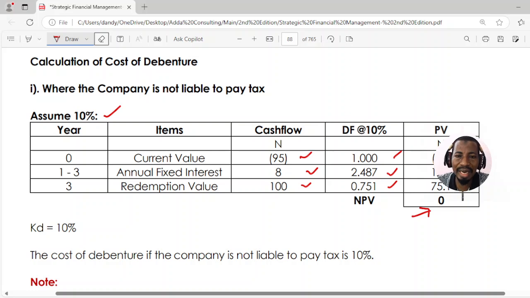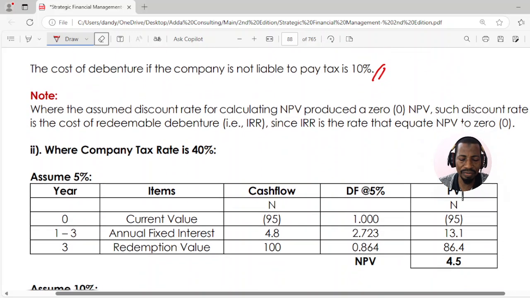So since I have 0 NPV, there is no point calculating the internal rate of return again. Why? Because the internal rate of return is the rate that equates NPV to 0. Any discount rate that you use to compute NPV and it produces 0 NPV, that rate is the internal rate of return. Therefore, the cost of the debenture, if the company is not liable to pay tax, is 10%. No need to calculate the internal rate of return again.